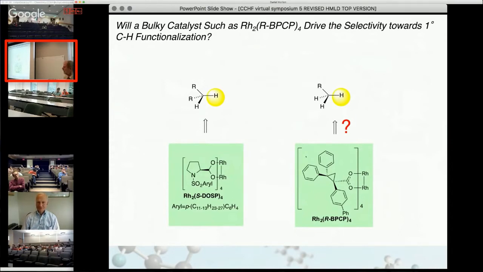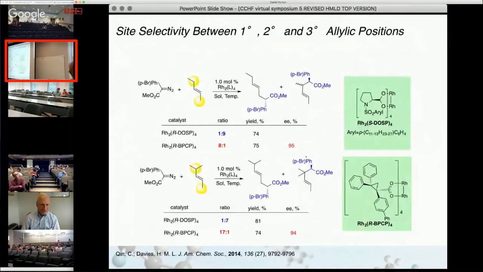And next slide. And indeed, in 2014, we demonstrated this basic concept in this JACS paper, illustrating selectivity occurring at a somewhat activated site. So here at allylic sites, you see the old catalyst, rhodium DOSP, preferentially goes for either the methylene site or the tertiary site. That's the result in the top line marked in blue, while this new catalyst did a total switchover and drove the chemistry very highly towards the primary CH bond and also achieved this reaction with very high enantioselectivity.